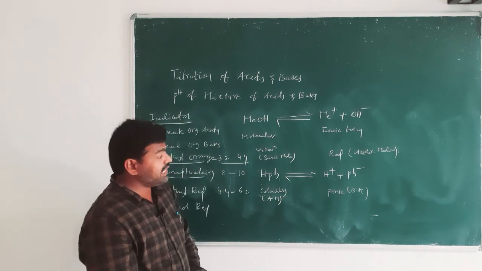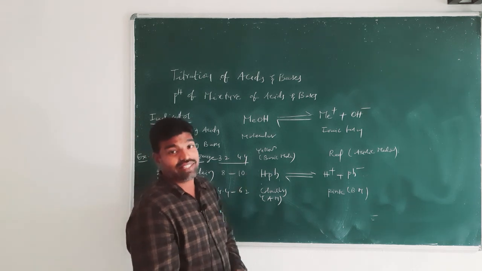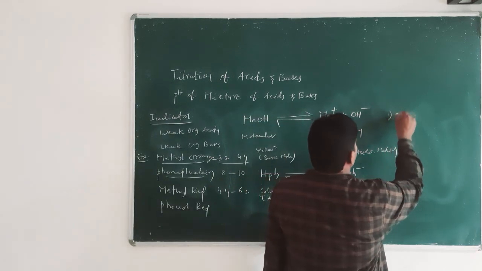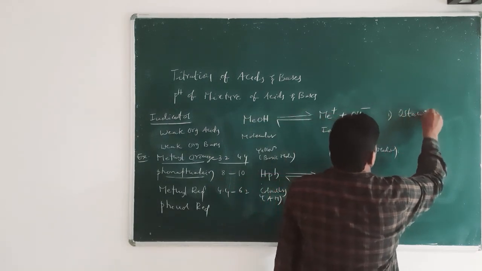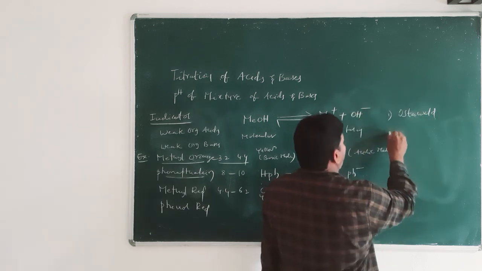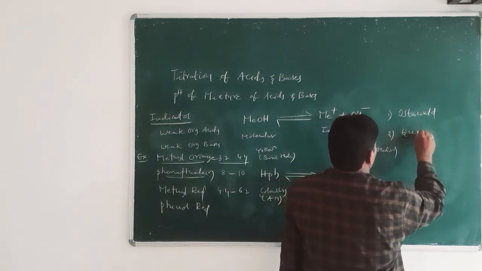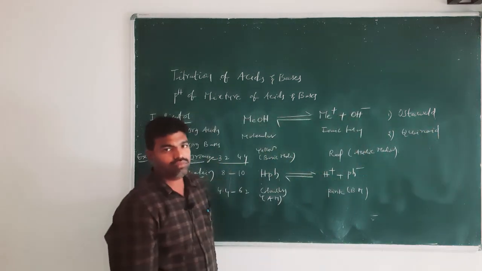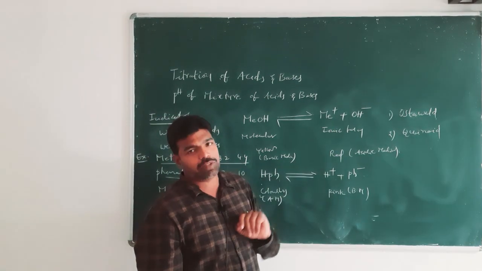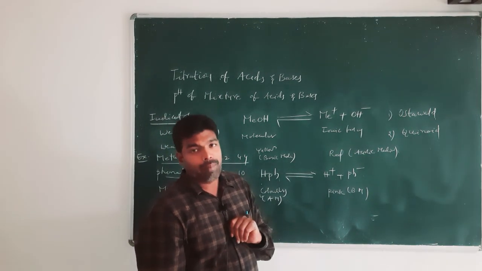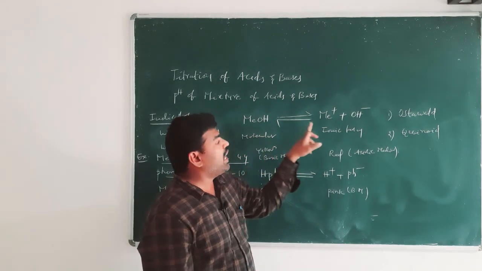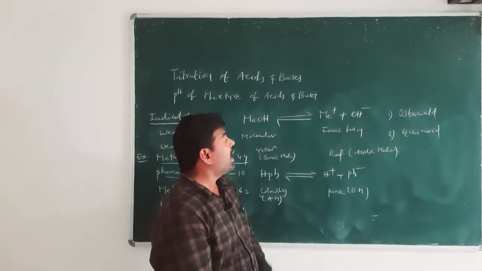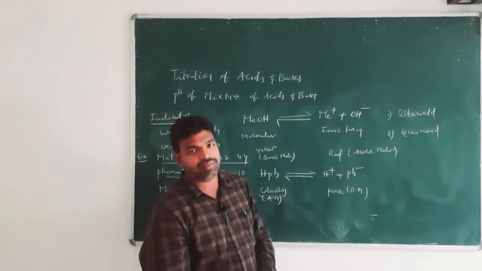Okay, and the action of indicators was explained by two theories. What are the two theories? Ostwald theory, and the another one is quinonoid theory. Okay, Ostwald theory explains the action of indicator based on the molecular and ionic forms of indicators, and according to that theory, ionic form is deeper in color.